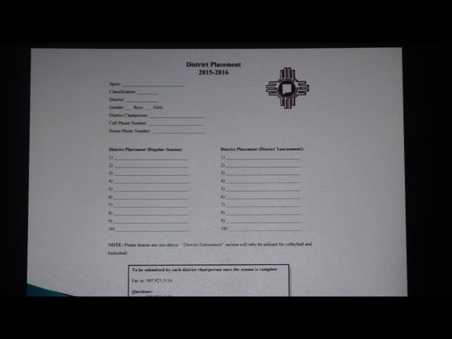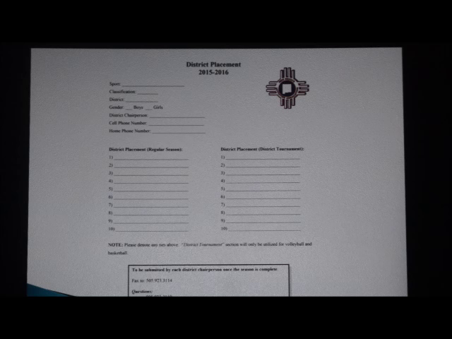Now, the first thing we do, whether it's Saturday night for football or Sunday night for all the other sports, is we will receive the district placement form that you see here on the screen. The district placement form is sent to us by the district chairs, and we receive this form for every single district. Now, what the form does, it gives us regular season, and then it also gives us where somebody finished in the district tournament when that relates to volleyball and basketball. And so the district chair tells us who was first, second, third, fourth, and so on in their district.